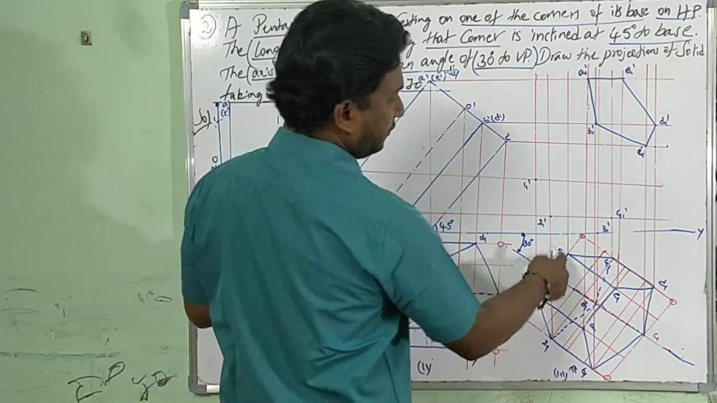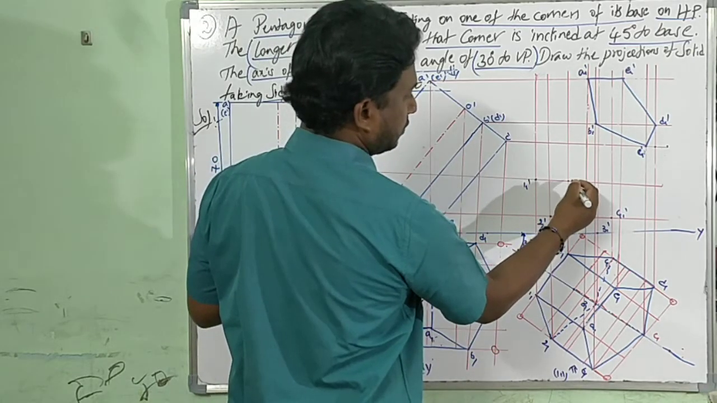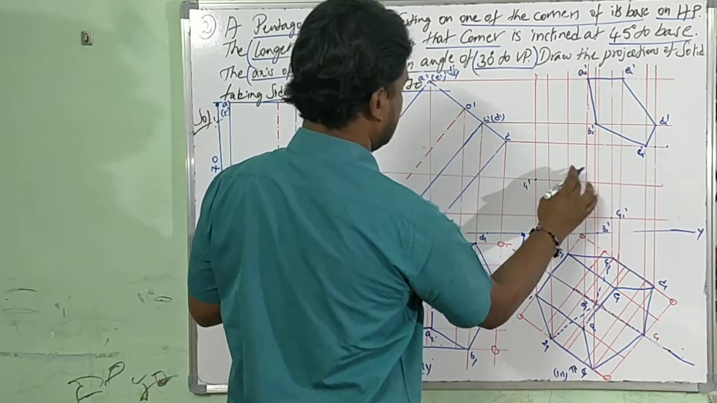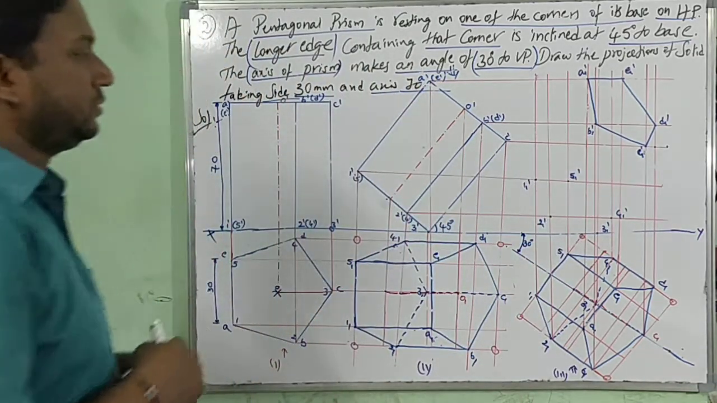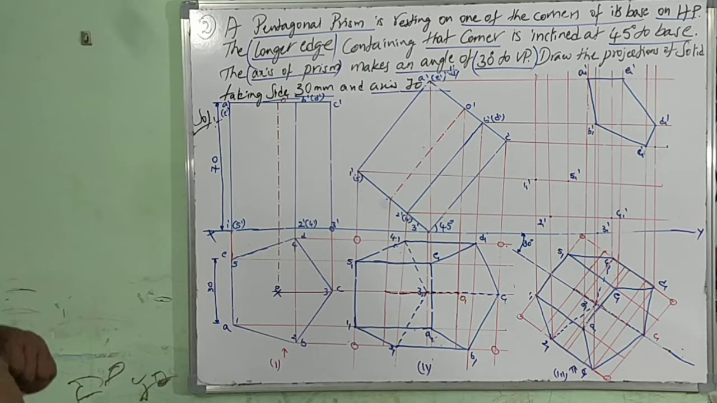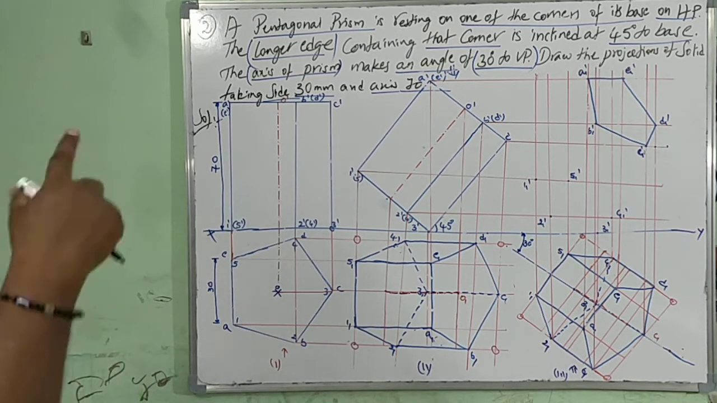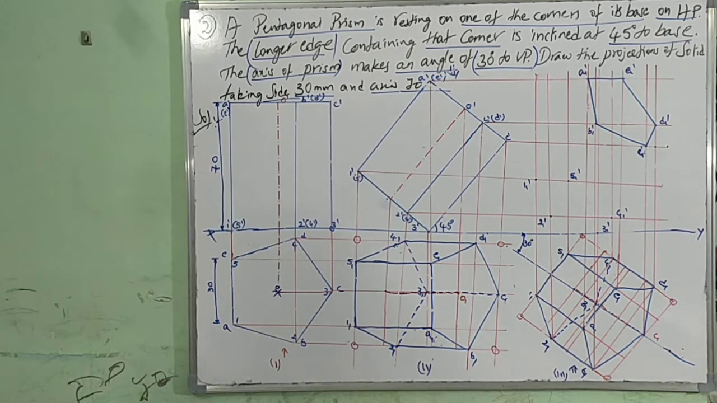5 dash, 5, 1. Oops. Yeah. 5, 1 dash. 1 and 5 are the same line as A and A1 dash, E1 dash. 2 dash is separate, 2, 1 dash. 3 dash is separate, 4, 1 dash.